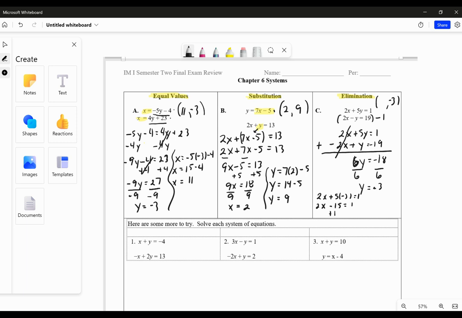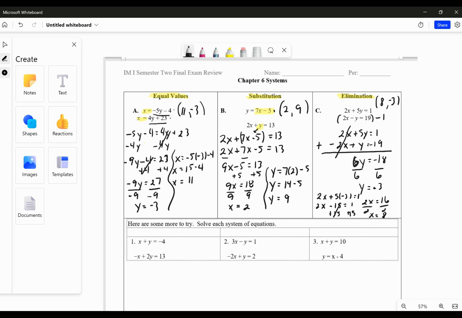I'm going to add 15 to both sides of the equation. This goes away. I end up with -2x is equal to 16. Divide by -2, x is equal to -8. And there's my answer.